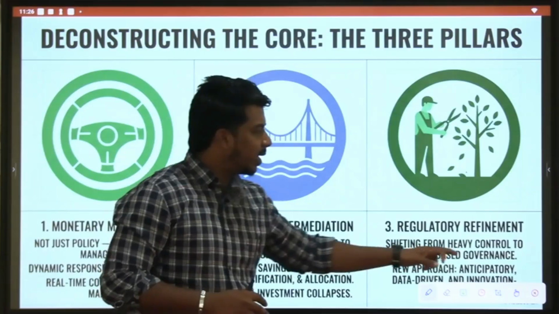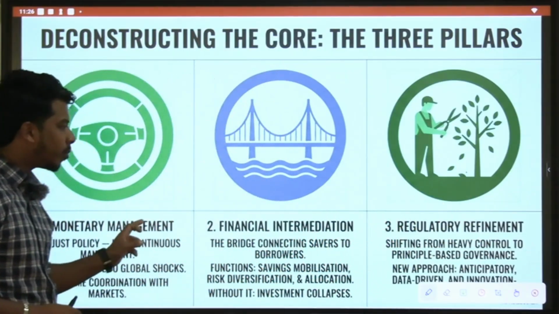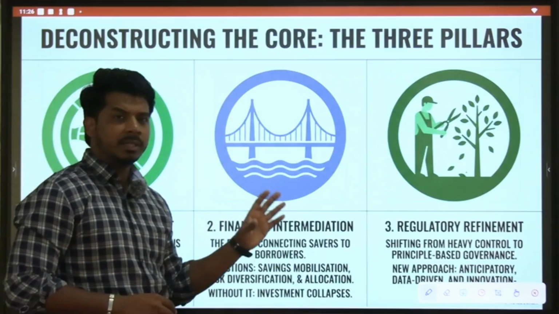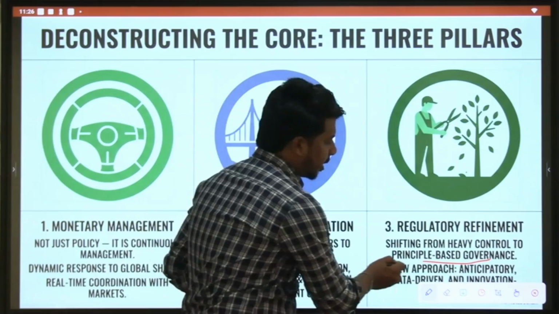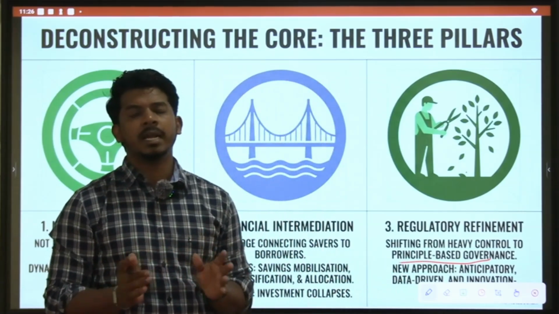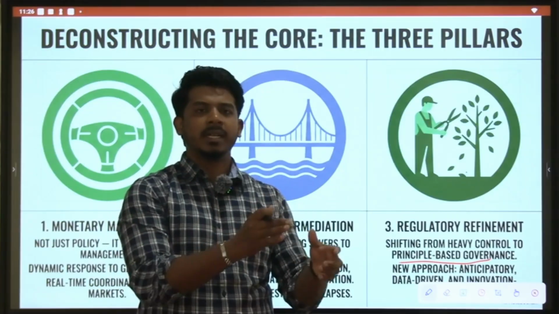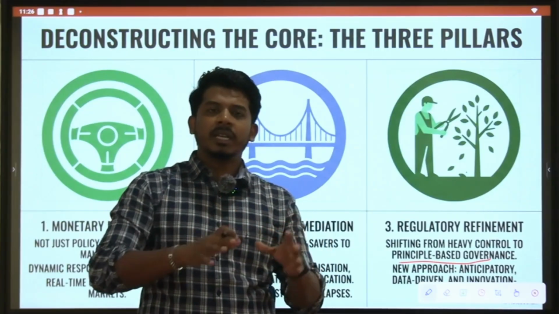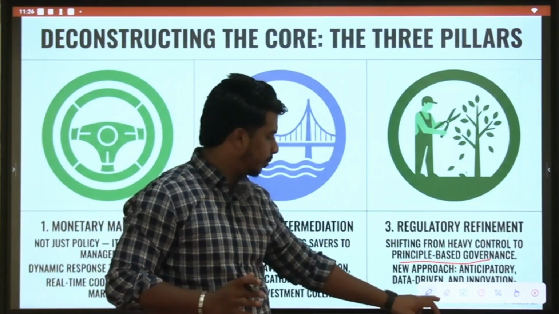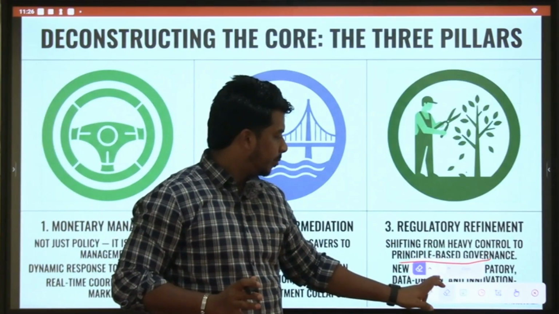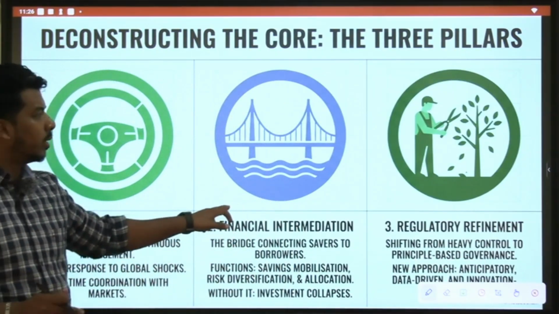So regulatory refinement. Regulation also needs refinement here. Instead of harsh mechanisms, we are going through principle-based mechanisms, principle-based governance. So no random, biased or subjective interpretation. There will be set rules so that everyone can understand what is going on in the system. Based on the rules, everything will go on. This is the regulatory refinement they are talking about. More and more we will see in the later slides.